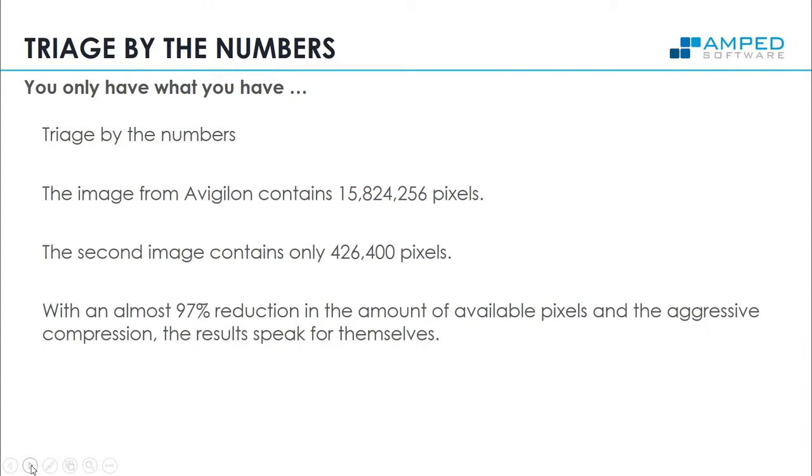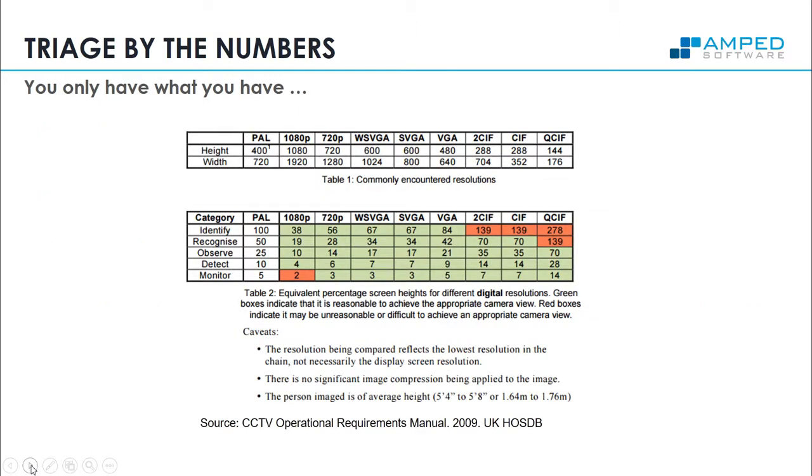And the reason for this is that the Avigilon system, that 16 megapixel, right? You have 16 million pixels. The 4SIF image has less than 500,000 pixels. So the difference is a 97% reduction in the amount of data, the amount of available pixels on target. Plus you have an aggressive compression that a lot of CCTV manufacturers use to save space on hard drives. That compression is just another way of saying throwing stuff away, right? And you can see the results for themselves. Now, this isn't an Avigilon marketing campaign.